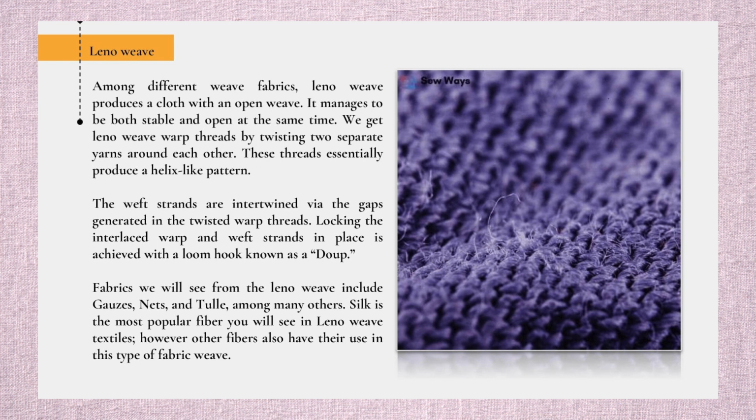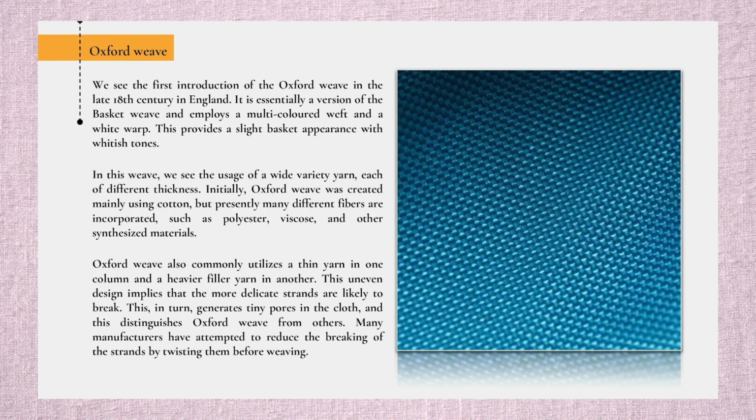Locking the interlaced warp and the weft strand in place is achieved with a loom hook known as a doup. Fabrics we will see from the Leno weave include nets, twill, amongst many others. Silk is the most popular fiber you will see in Leno weave textile. However, other fabrics also have their use in this type of weave fabric.